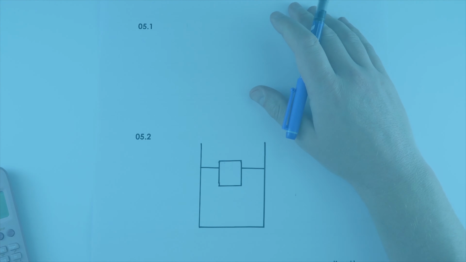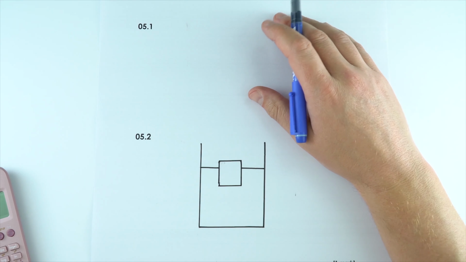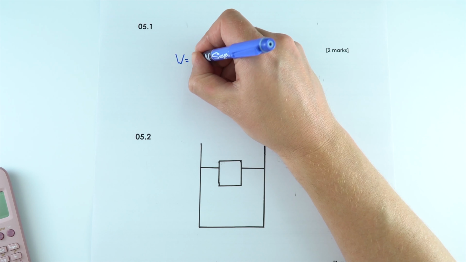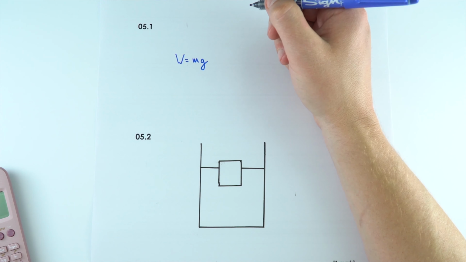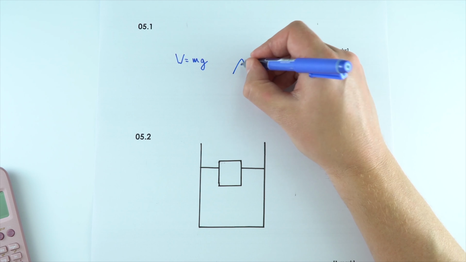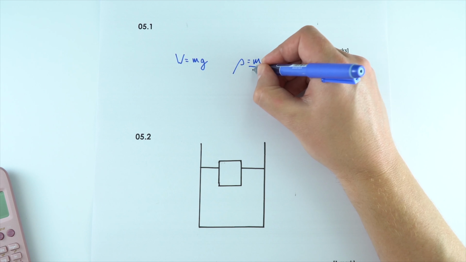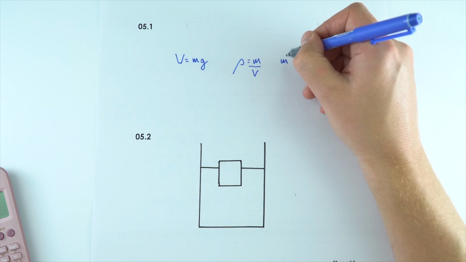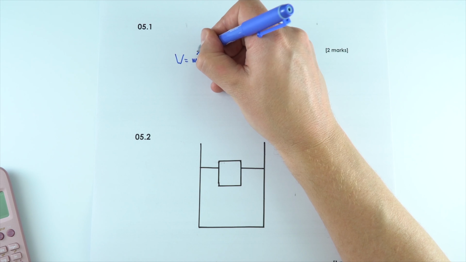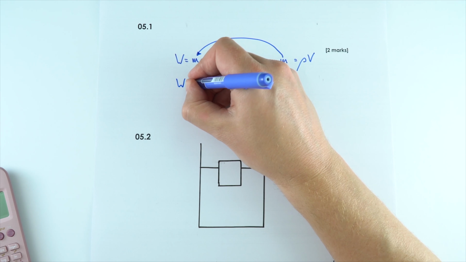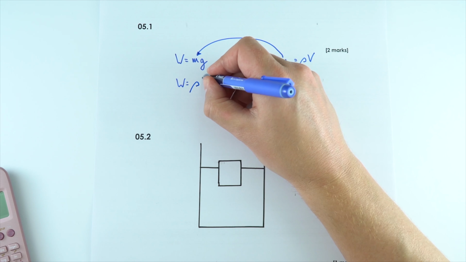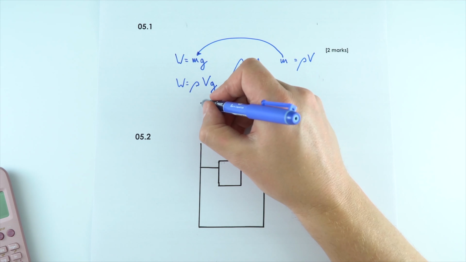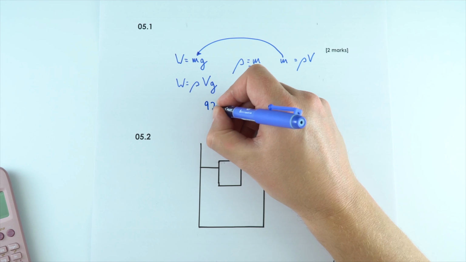So question 5 started out quite nicely, looking at the weight of an ice cube when you've been given its volume. What we know is that the weight is equal to its mass times the gravitational field strength. We know that its density is equal to its mass divided by its volume, and therefore we can say that mass is equal to the density times volume. And if we put this into this equation over here, we can say that the weight is equal to rho V g.